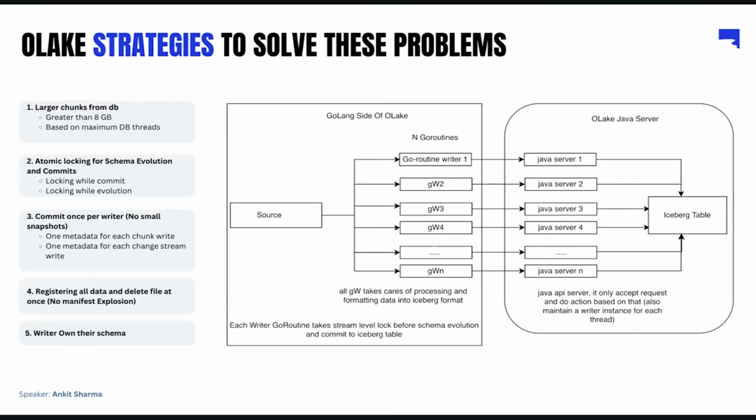Other than that, as I mentioned about manifest bloat, manifest explosion: we only write to the manifest at a particular snapshot when we write. Why? Because we have all the data files collected, and we just push them into one single manifest, or two different manifests, because these are homogeneous files. Yes, so that's how our solution works.